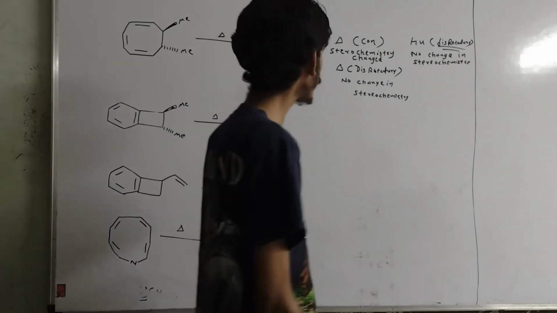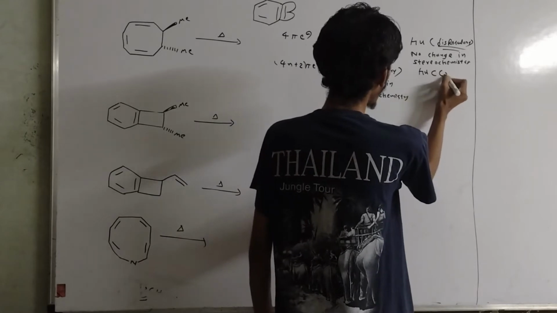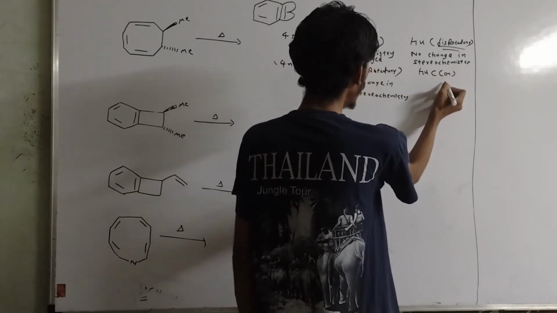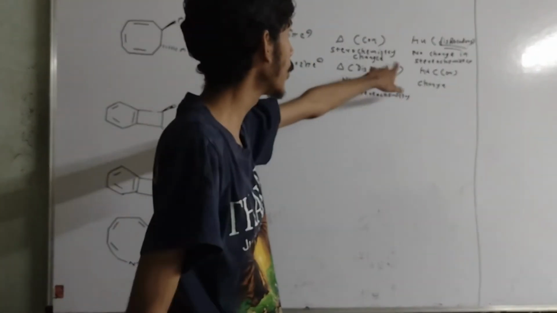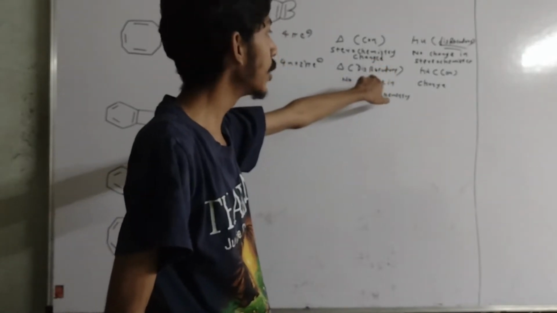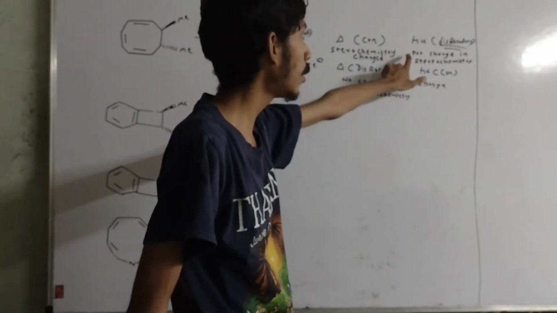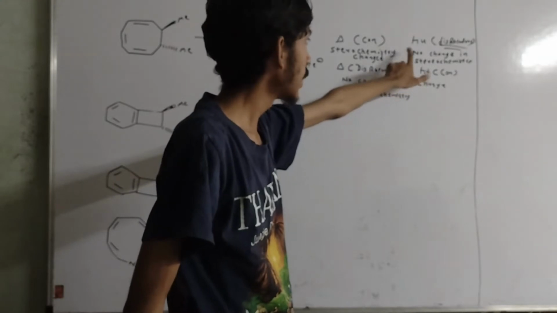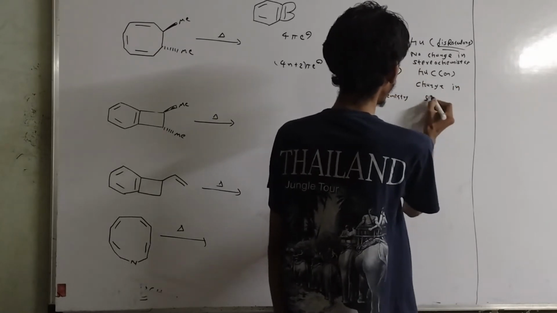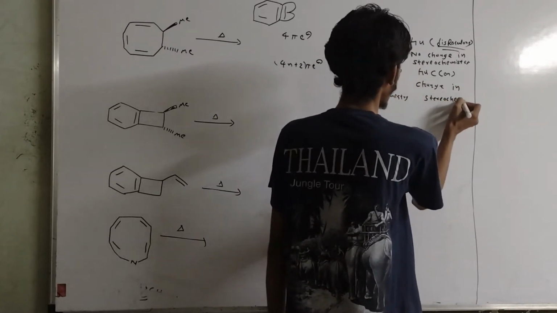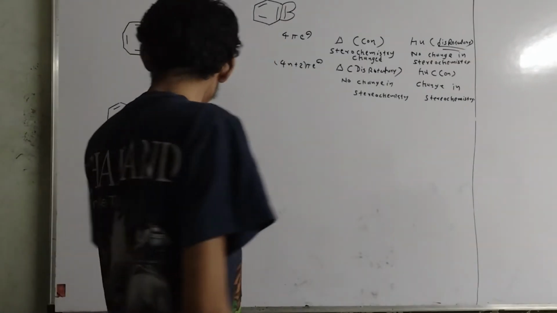And in the photochemical condition, the con-rotatory motion will happen and the stereochemistry changes. Always in the con-rotation, whether it is photochemical or heating condition, the stereochemistry always changes from the starting material to the product. Now we'll solve some previous year questions.